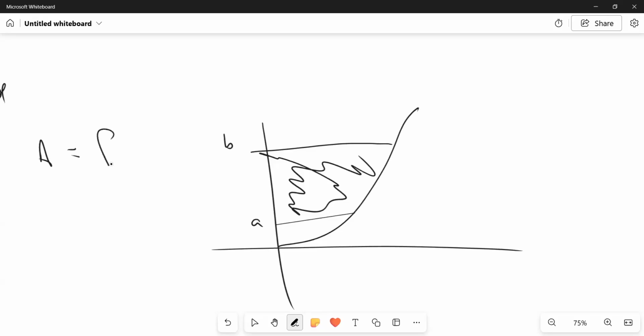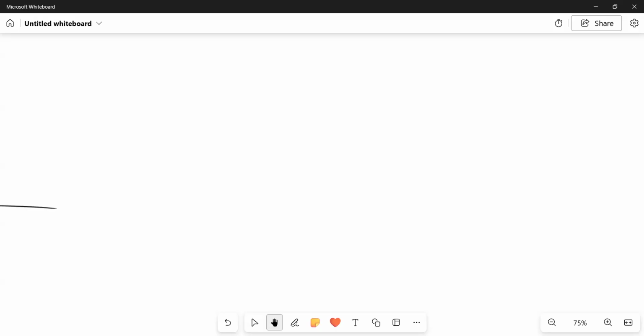Area is equal to the integral of x dy from a to b, right? We're going to do an example just now to show that. We're going to do an example to illustrate all of that. So, yeah. Let's do an example to bring all of that out.